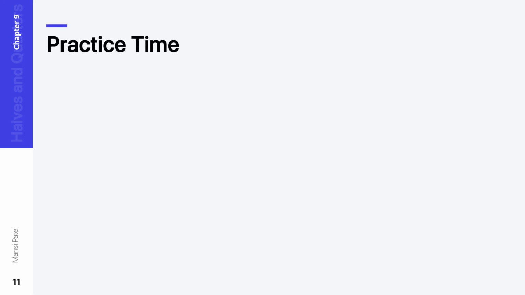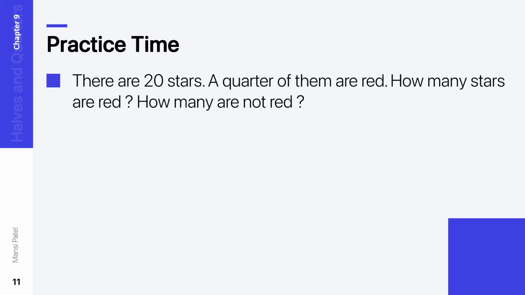Another sum. There are 20 stars. There are a total of 20 stars. A quarter of them are red. Now what is the meaning of quarter? Quarter means 1/4. From these 20 stars, 1/4 of the stars are red. How many stars are red and how many stars are not red?